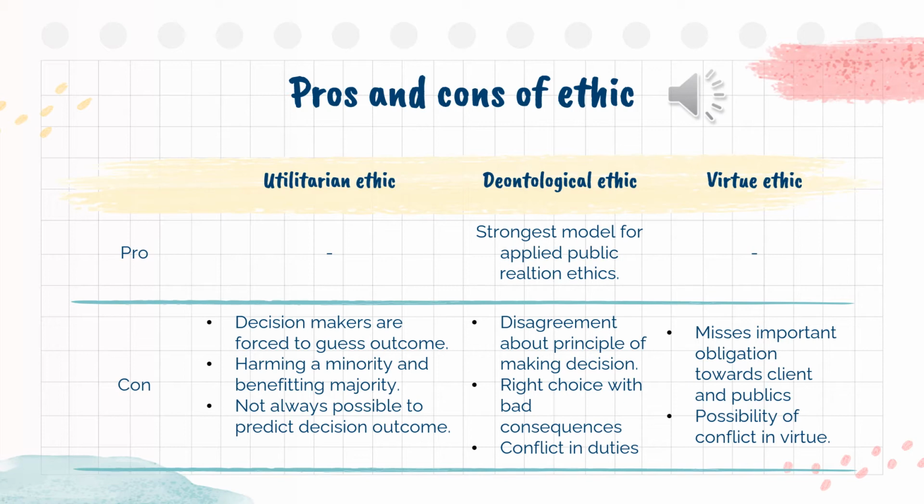For the deontological ethic, there is a pro, which is the strongest model for applied public relations ethics. As for the cons, there is a disagreement about principle of making decisions, right choice with bad consequences, and the conflict in duties. For the virtue ethics, there are no pros but there is a con, which is missed important obligation towards client and publics, and possibility of conflict in virtue.